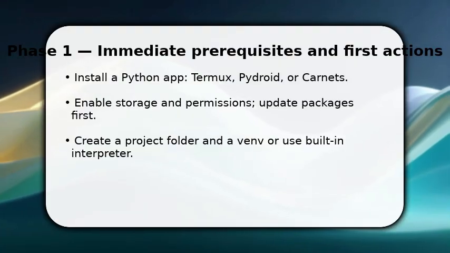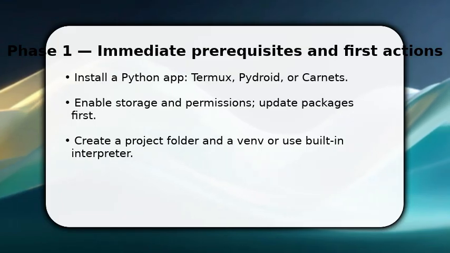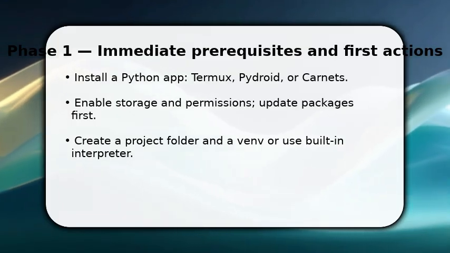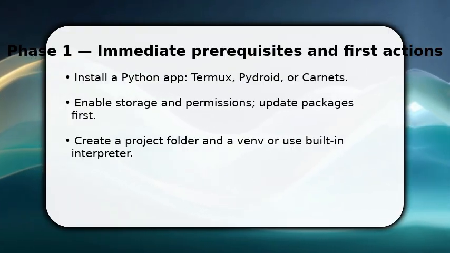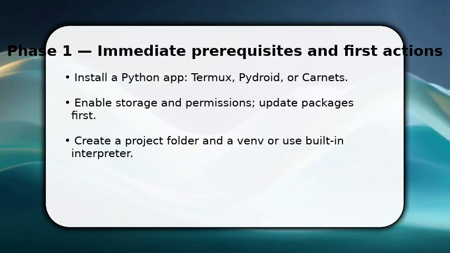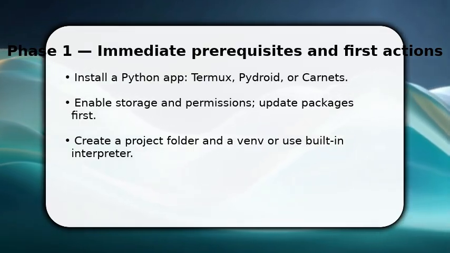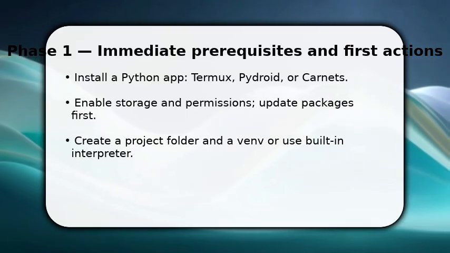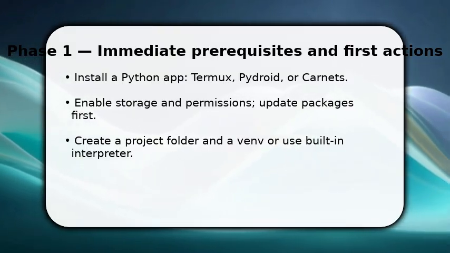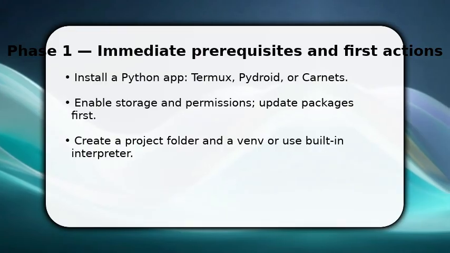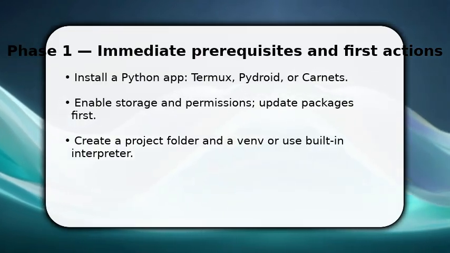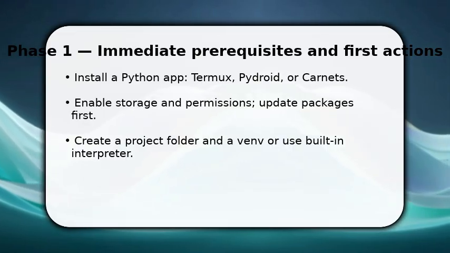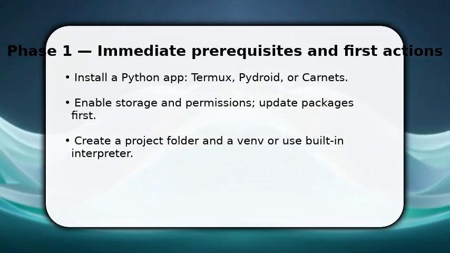You start by installing a robust Python app on your phone, Termux for power users, Pydroid for ease. Once done, grant storage and permissions so files are accessible. You create a project folder immediately and set up an isolated environment or accept the app's interpreter. This avoids dependency conflicts. Make sure to update packages now, run pip or pkg updates. Then open a simple main.py and print a test message to verify the runtime is working.